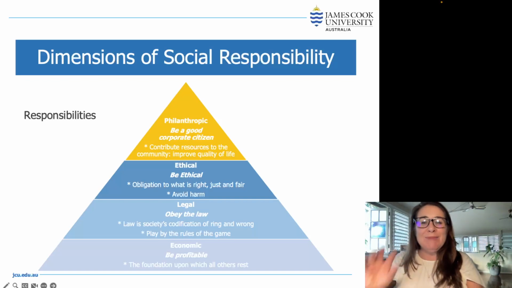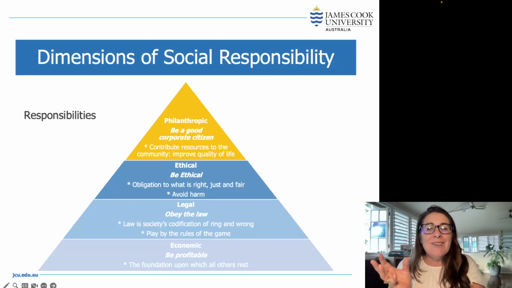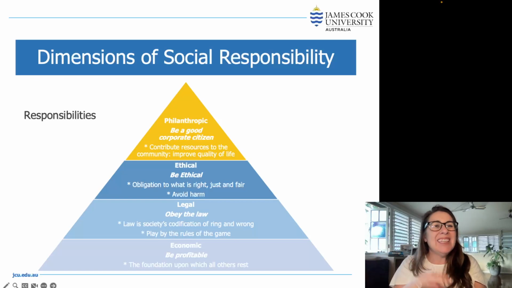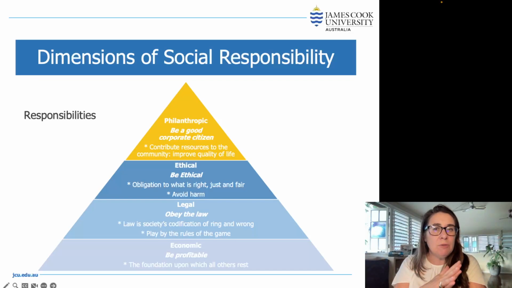Philanthropic, and many firms link their products to a particular social cause on an ongoing or short-term basis. And this is a practice that's known as cause-related marketing. Some companies are beginning to extend the concept of corporate philanthropy beyond financial contributions and adopting that strategic philanthropy approach.